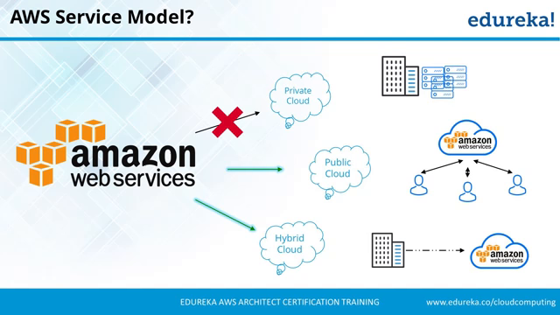Of course, AWS is not a private cloud. It cannot be a private cloud. You cannot decide where you want to deploy your infrastructure. Of course, there are regions and availability zones available for you to choose, but you do not have access to the underlying architecture. So there are some design limitations in terms of what you can or cannot do on AWS. So it is not your private cloud environment.